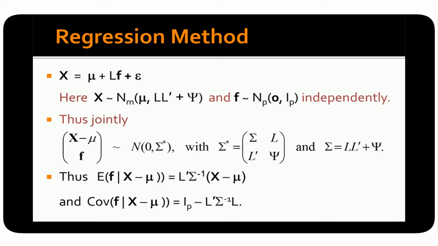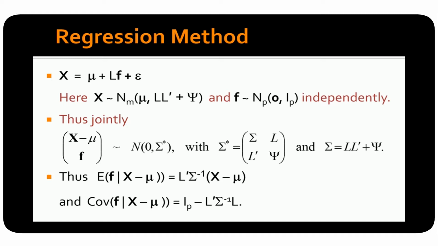So, the joint distribution of these m plus p variables would be again normal with mean 0 and dispersion matrix given by sigma star. Sigma star, if you just partition it, will have 4 components. The first component would be sigma, then you have L prime and I. So, the 2 block diagonals would be sigma and I, and the 2 off block diagonals would be L and L prime.